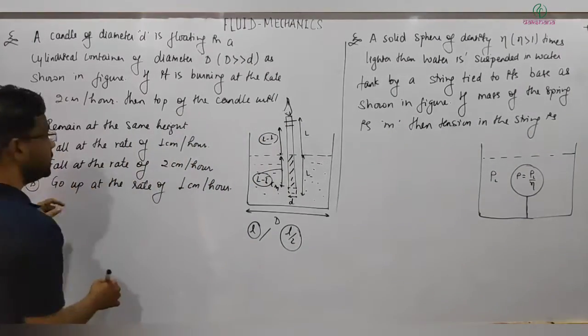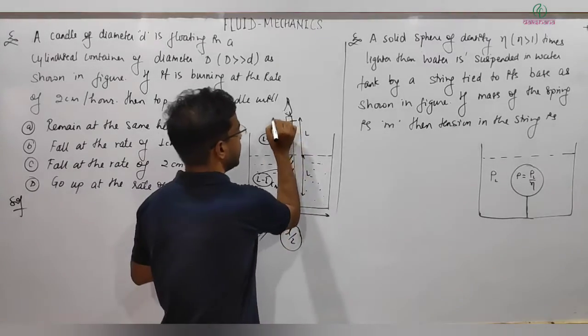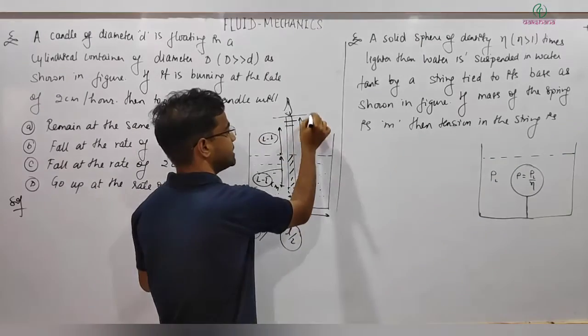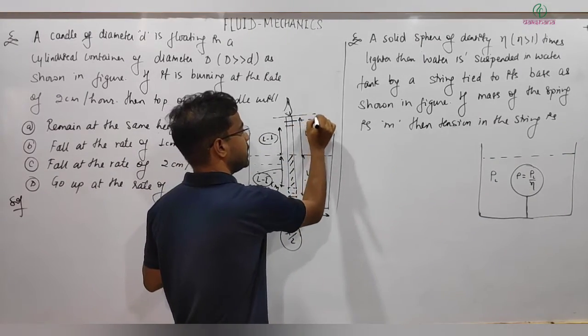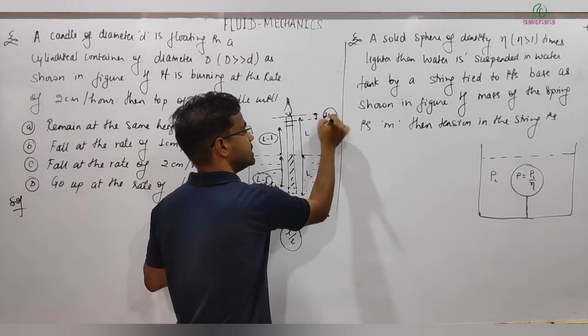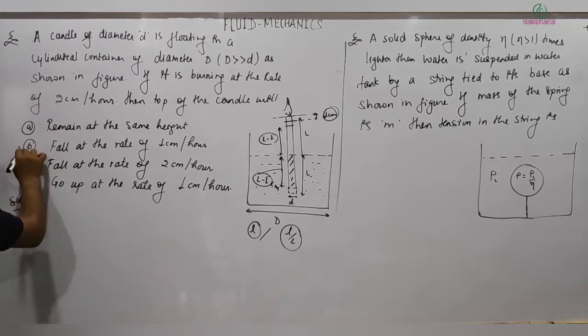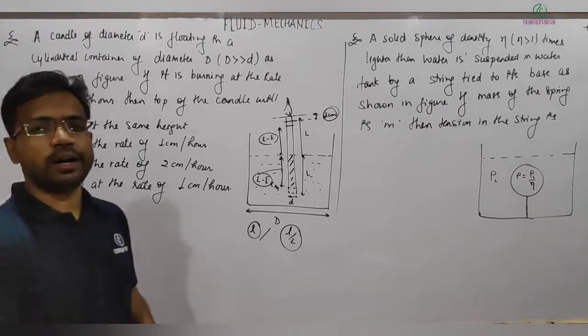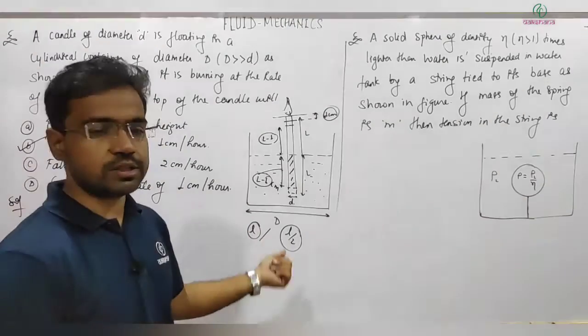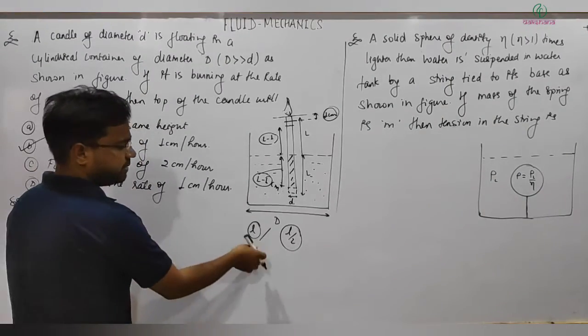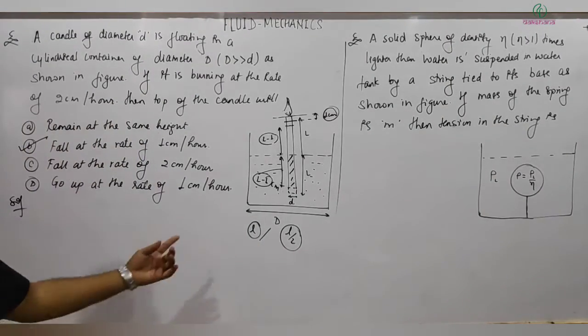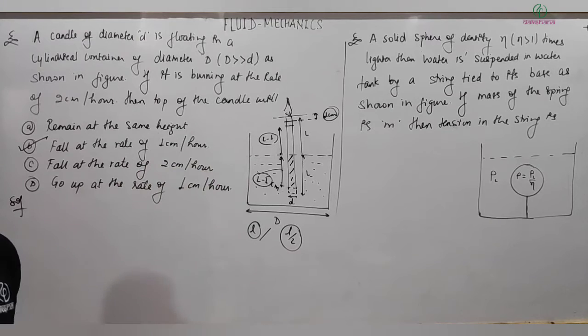So what is happening effectively? One hour ago, the top was here. Now after 1 hour it has fallen by 1 cm. So the answer to the problem will be: fall at the rate of 1 cm per hour. I hope you are understanding. This is all logical. You can even calculate it exactly by just balancing its weight.